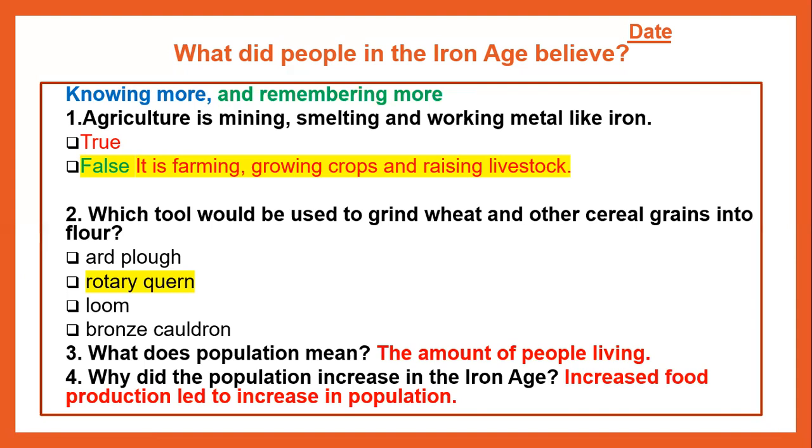Number 3, what does population mean? The amount of people living. And number 4, why did the population increase in the Iron Age? And it increased because of increased food production, and this led to an increase in the population.